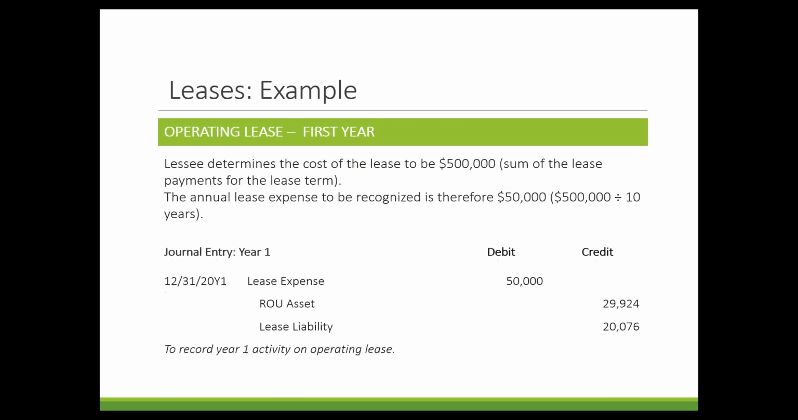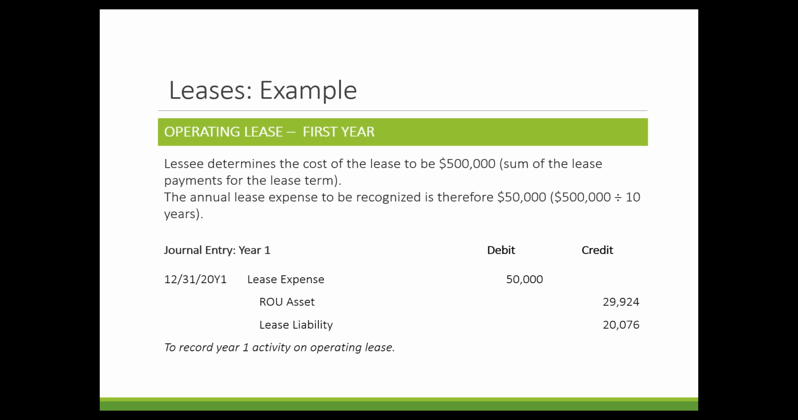If you can remember that the $50,000 was paid at inception, so at the end of year 1, we will have to recognize the lease expense. The ROU asset is decreased for the amortization of the asset, and an interest expense is recognized, which will increase your lease liability.